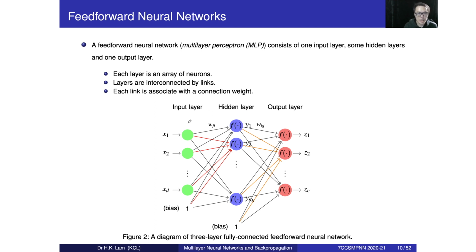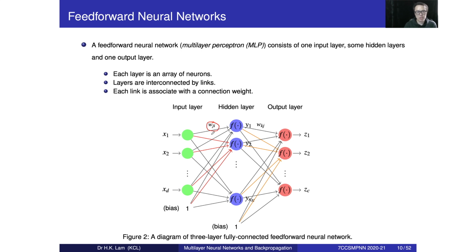Corresponding to each layer, we have the links, and each link is associated with a connection weight, W. Here we call this W_ji. The j and i are the indices, and I'm going to talk about the index of ji, and right here that is W_kj. So corresponding to each link, we have a weight right here.